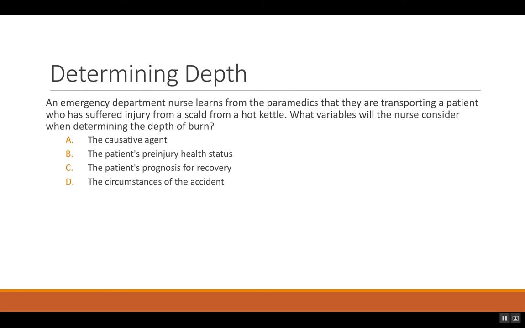Determining the depth. An emergency department nurse learns from paramedics that they are transporting a patient who has suffered injury from a scald burn from a hot kettle. What variables will the nurse consider when determining the depth of the burn? The answer is going to be A. On page 1810 in Brunner's 13th edition, it talks about the depth of the burn being determined by how the injury occurred, the causative agent, the temperature of the agent, the duration of the contact with the agent, and the thickness of the skin. So the answer to that one would have been A.